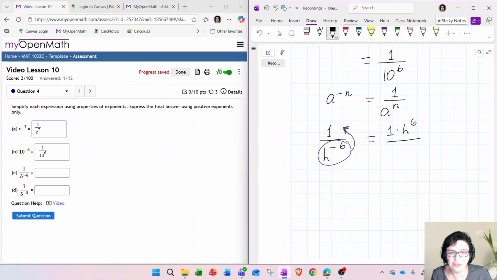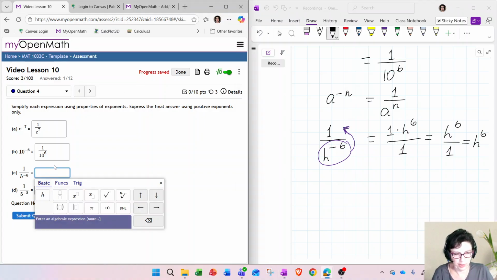Now, what will be left on the bottom? Now, you could say nothing, but it's not going to be nothing. Remember, if there is nothing left, you leave it as 1. Okay. On the top, 1 times anything is just that anything. So you're multiplying something by 1, that something doesn't change. We get h to the power 6. On the bottom, we get 1. But dividing by 1 doesn't change anything, and you get h to the power 6. Okay, let's put that here.